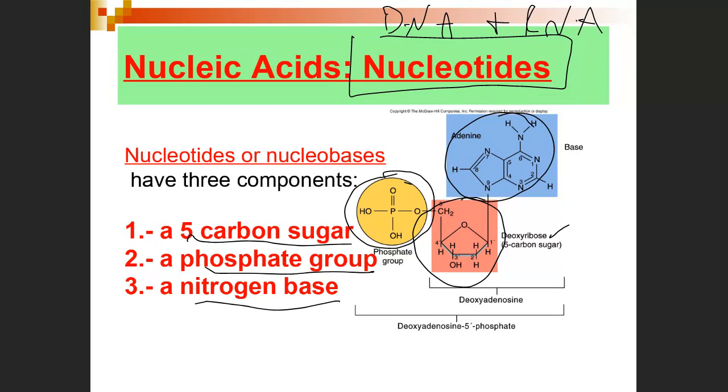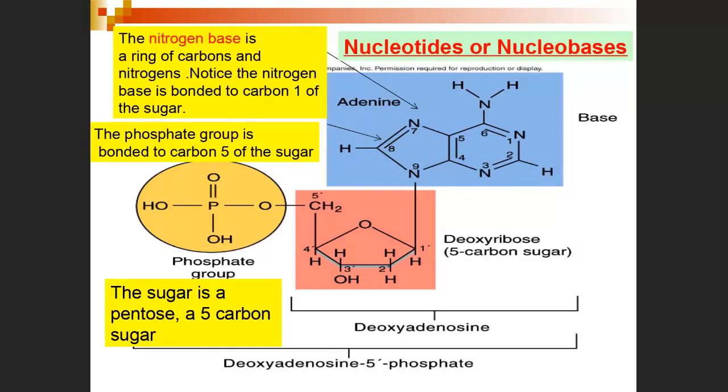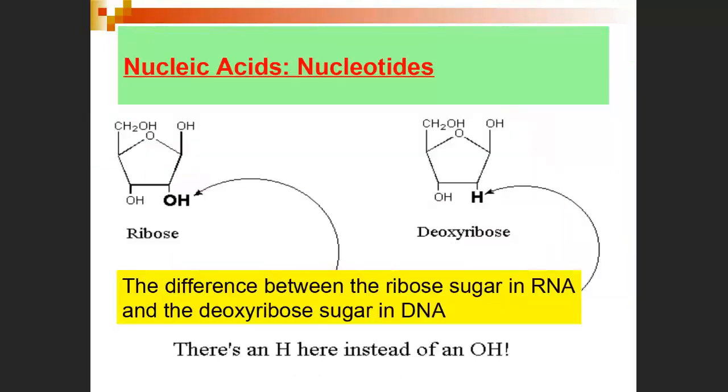Okay, so notice that both groups 2 and 3 are bound to the sugar. The phosphate group is bound to the 5 carbon sugar. The nitrogenous base is bound to the 1 carbon sugar of the deoxyribose in the case of DNA, or ribose in the case of RNA. So make sure you know the components of nucleotides of DNA and the differences between ribose and deoxyribose right there.